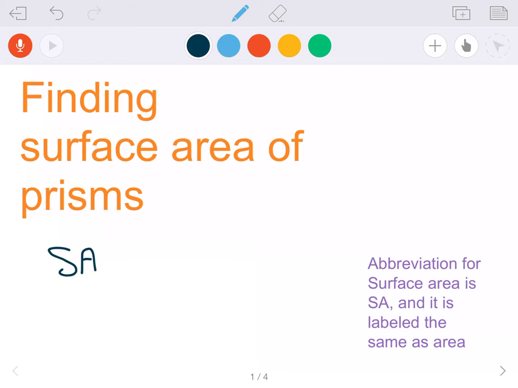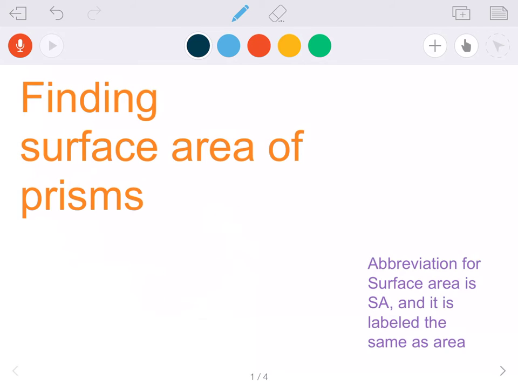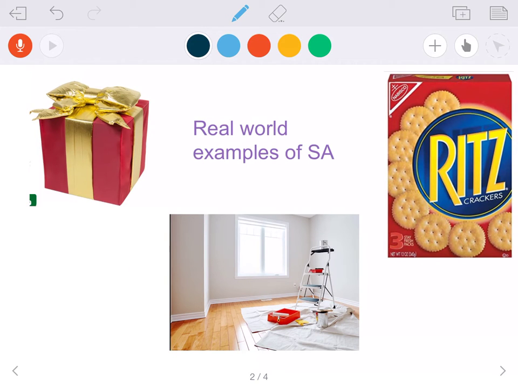And with volume, which we talked about yesterday, your labels are always going to be cubic, meaning it might be centimeters, and you put a 3 on top. To find surface area, we aren't going to use the cubes because we're talking about area, and in previous lessons we talked about area being squared units. So that's the type of label we're going to use for this lesson, squared units.